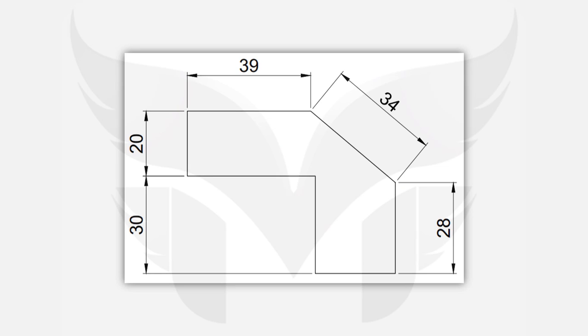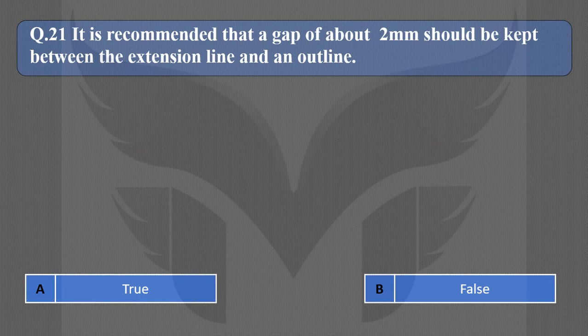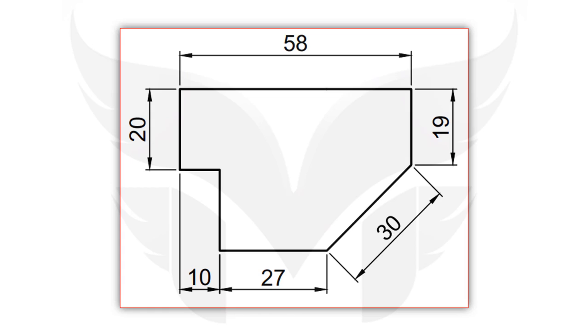Alright, let's take the next question. It is recommended that a gap of about 2 mm should be kept between the extension line and an outline. And the answer is false. Because actually a gap of about 1 mm only should be kept between the extension line and an outline. It's not 2 mm, it's 1 mm. Let's see in this figure. This gap I'm talking about, the gap between the extension line and an outline.